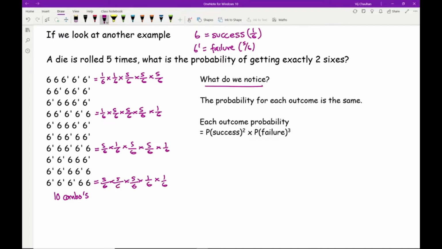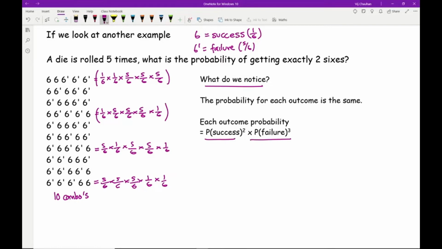Well, I notice that for each particular row the probability is going to be the same, and the reason for that is because in each particular row I've got the same number of successes as I have failures. The only thing that's different is the order in which those successes and failures come in. So each particular row satisfies this particular column, in terms of working out.